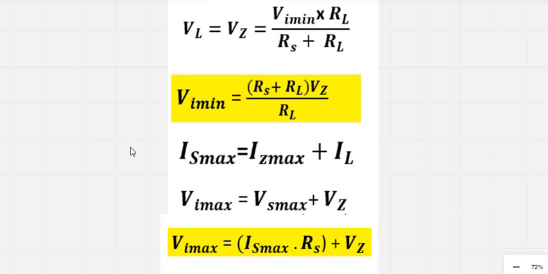Anyways, let's proceed ahead. We have this formula: Vi minimum is equal to (Rs plus RL) into Vz upon RL. This equation will help us in calculating the value of Vi minimum directly. We have all these parameters given in the circuit in the question. So we need to directly put the values in this equation and we can calculate Vi minimum. Let's enable the pen and start writing.